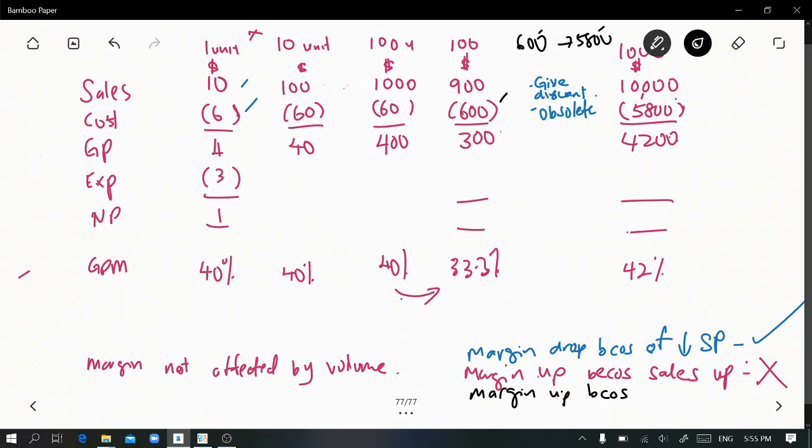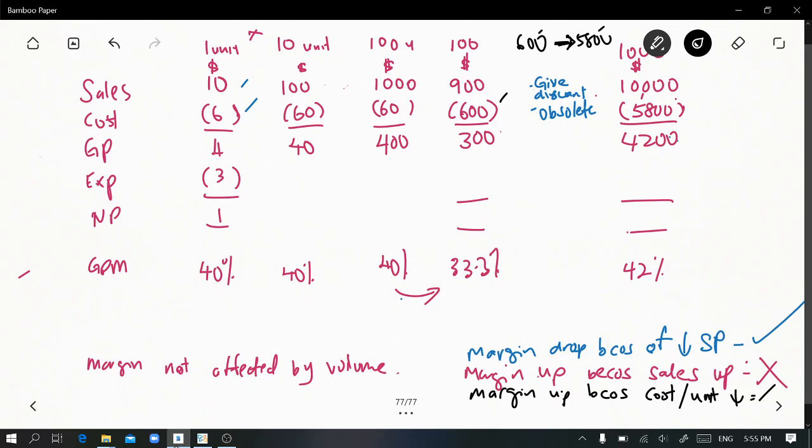But why does your margin go up? Because now you're making more profit from $1 of sales. So some will say cost goes down, but actually your cost goes up. So the answer should be margin up because cost per unit is down. This statement is correct. Cost up.